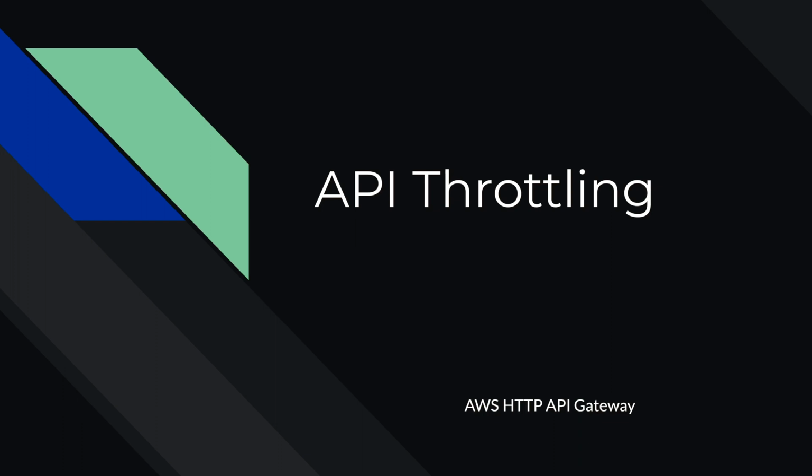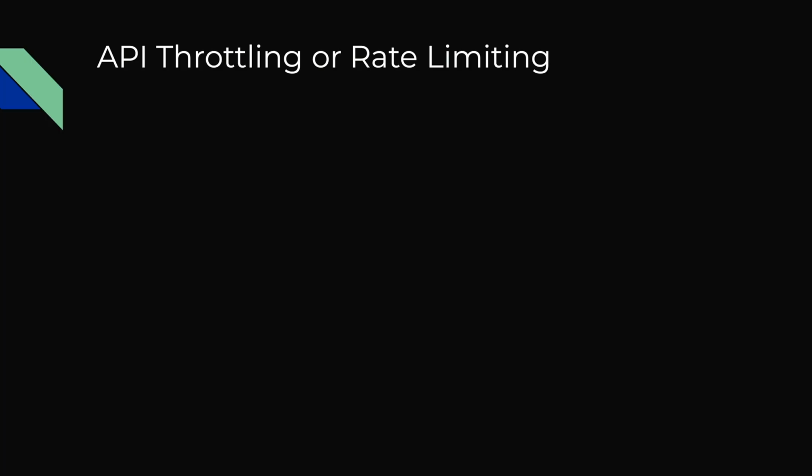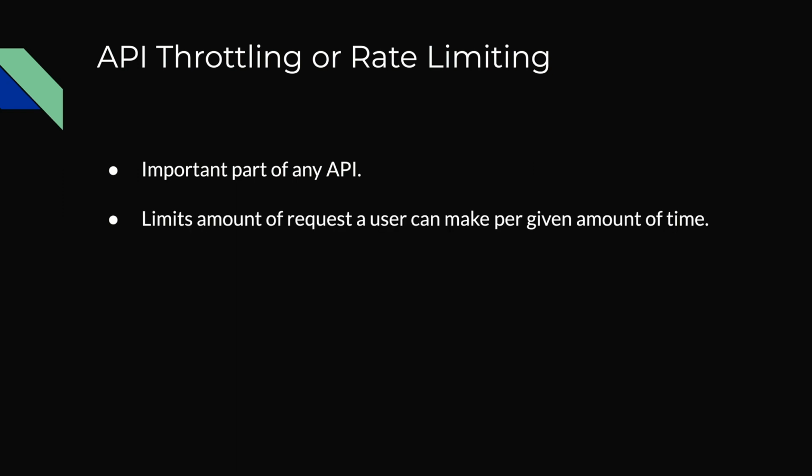Hello guys, in this video, we're going to take a look at AWS HTTP API Gateway's feature, API Throttling. API Throttling, or rate limiting, is an important part of any API. In fact, it's a security feature of the API because it limits the amount of requests a user can make per given amount of time.